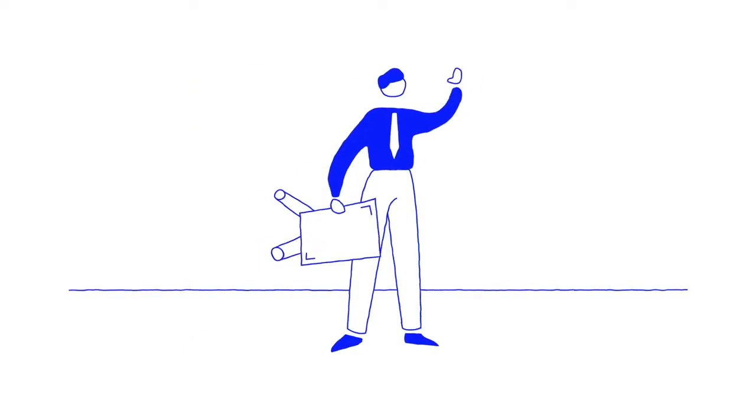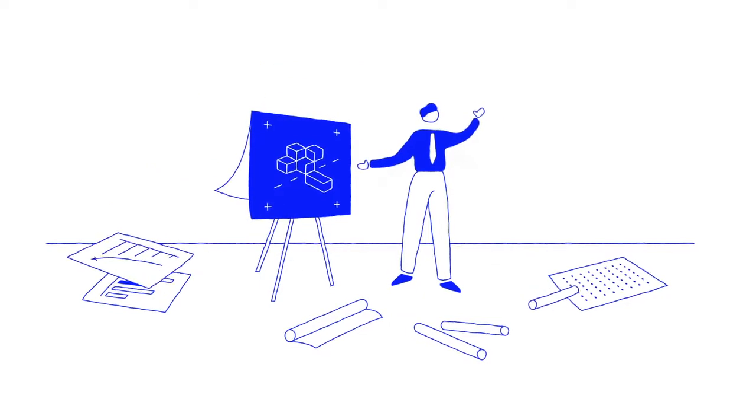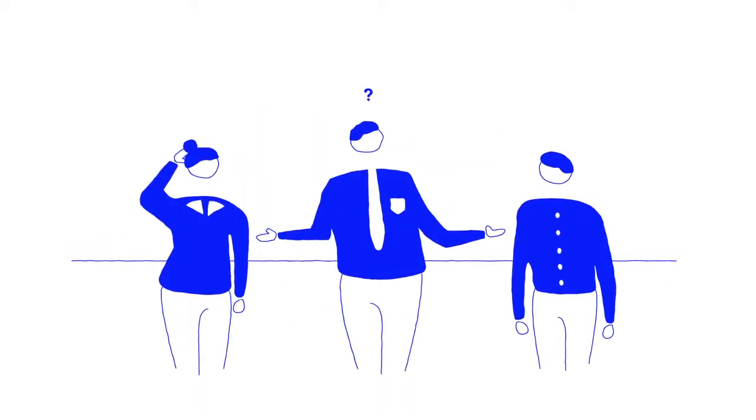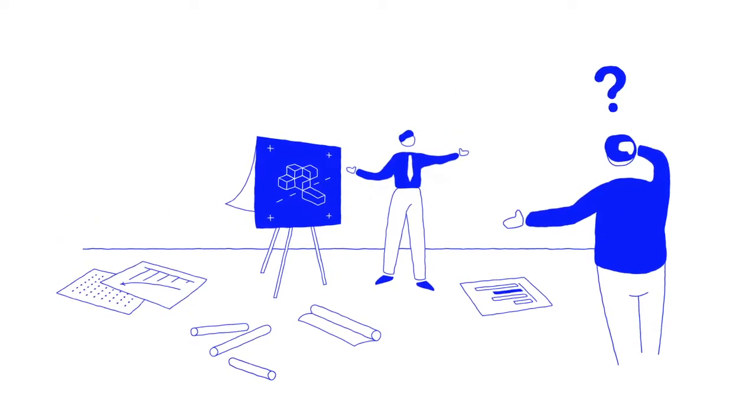This is Jack. Hello. He works for Big Machine Inc. Sometimes the machines can be a bit too complicated for customers to understand. Normally, he has to travel around the world to meet with them face to face. Even then, most of the customers still don't get it.